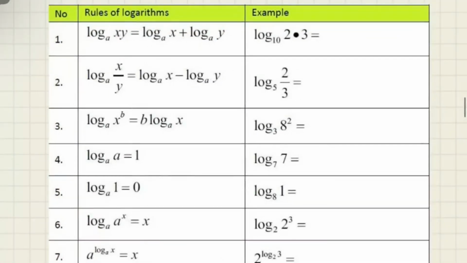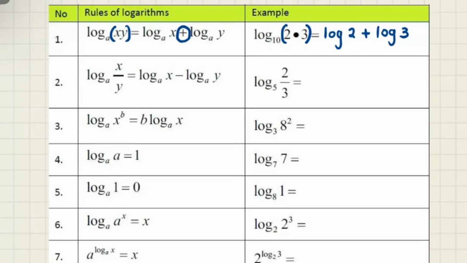Yang paling basic adalah log with base A, X multiply by Y. Okay, so ini bila base kita A and then kita ada produk antara X dengan Y, boleh pecahkan dia kepada tambah. So for example, if we have log of 2 times by 3 with base 10, we can write as log of 2 plus log of 3. Okay, saya tak tulislah base 10. So sebab kalau dah base 10 tak payah tulis pun tak apa.